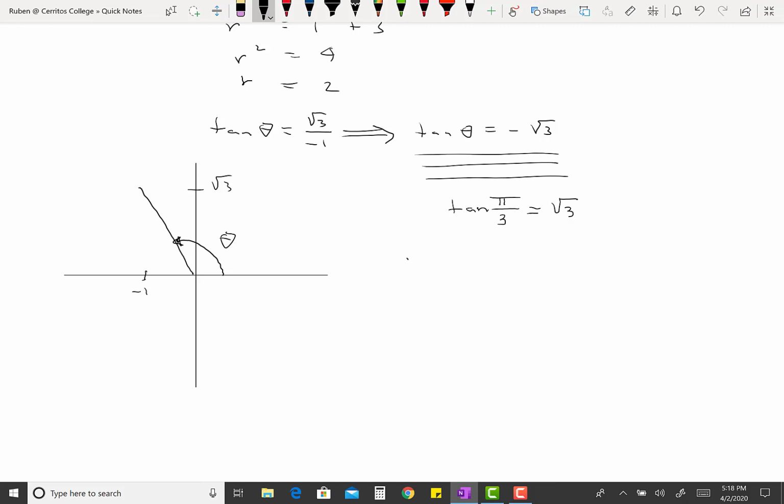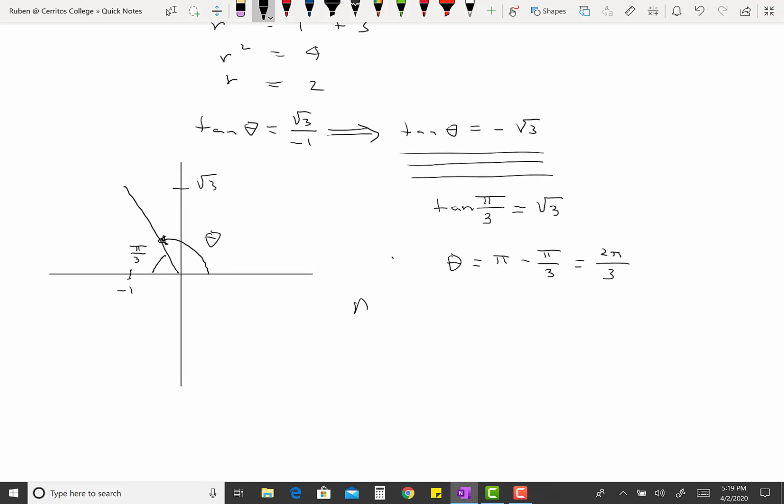But our answer has to be in quadrant 2. That pi over 3 can be regarded as what's called the reference angle for our answer. So our actual answer needs to be the quadrant 2 answer, pi minus pi over 3, or 2 pi over 3. We could have gotten this immediately just by looking at the unit circle. The angle in quadrant 2 that has a tangent equal to negative radical 3 is in fact 2 pi over 3. So our answer is that R and theta equal 2 and 2 pi over 3.